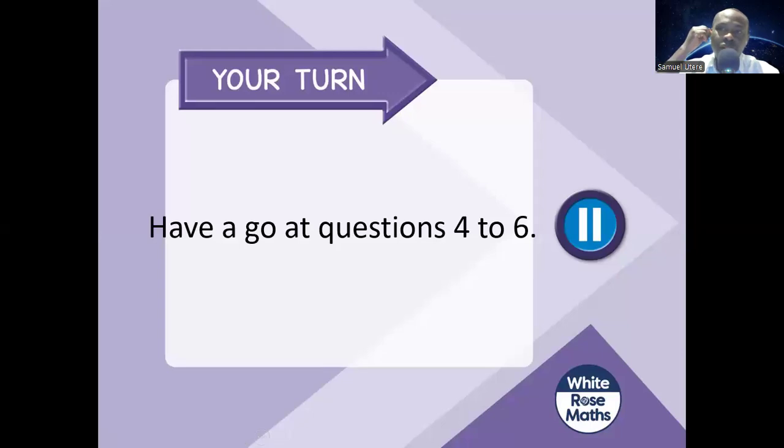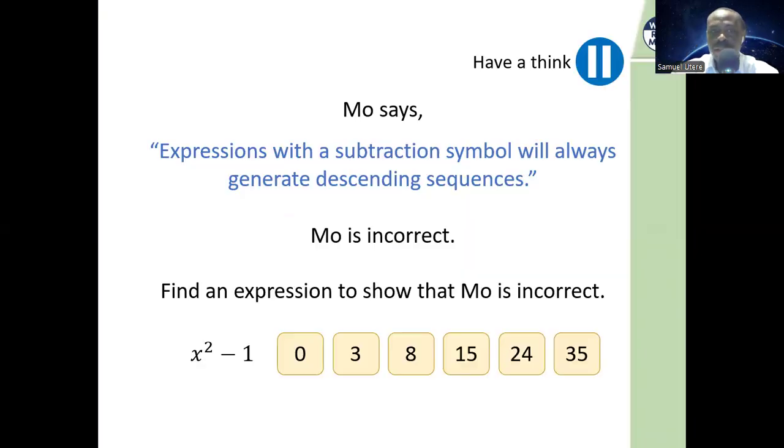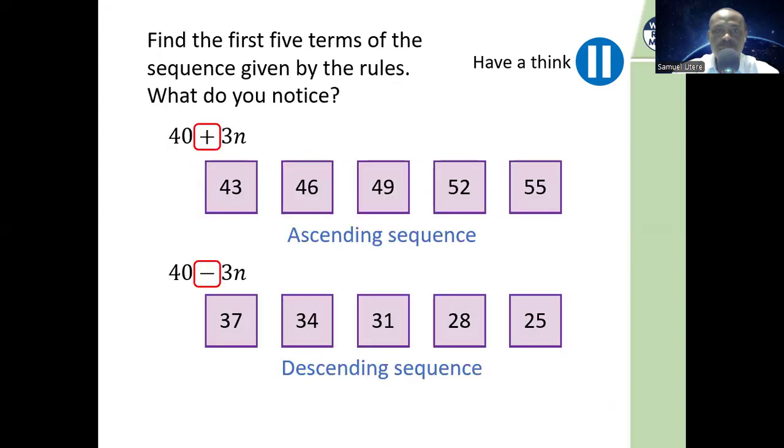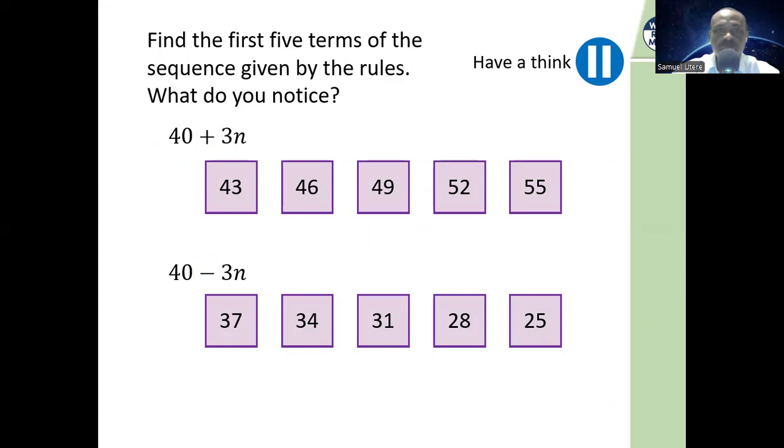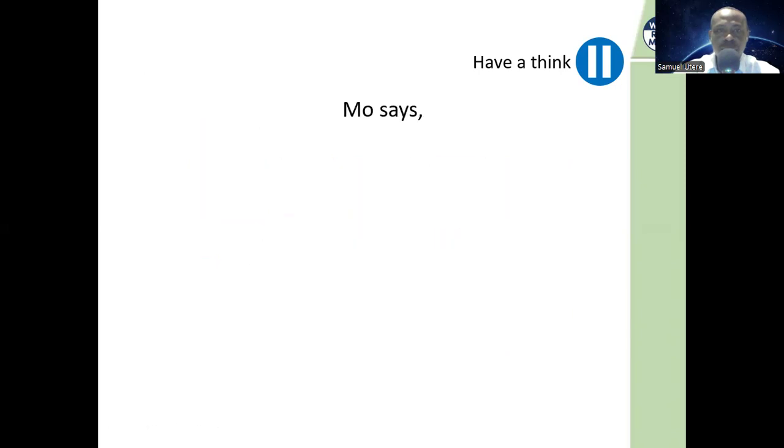Okay, what have we learned so far? We have learned that you can have an ascending sequence and a descending sequence. And it is not all the time that if you have a subtraction symbol you're going to have a descending sequence. And we also learned that when you're working these out, it's important that you think about the algebraic rule that is generating the sequence. You really need to think about what's going on.